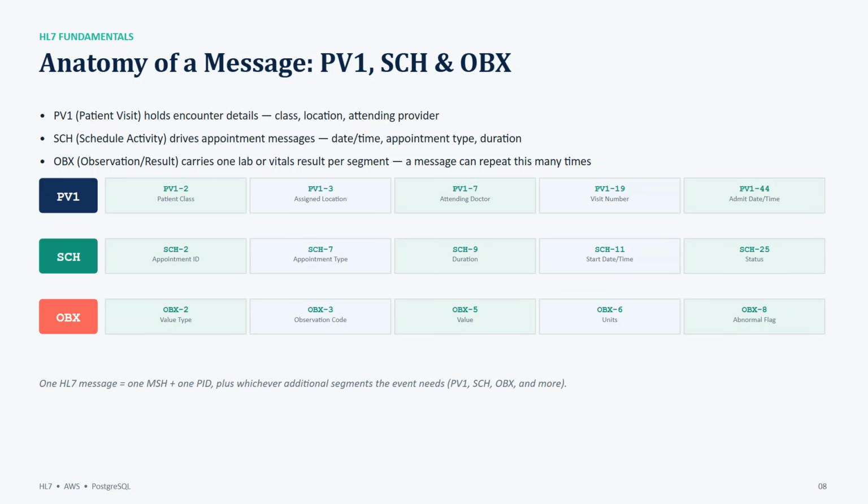Three more segments you will see constantly. PV1 covers the patient's visit, what unit they are in, who the attending doctor is. SCH is all about scheduling, appointment type, and status, which we will use for our scheduling sync use case. And OBX is used for lab results. Every single result value, like a glucose reading or a blood pressure number, comes in as its own OBX segment. A single lab message can have dozens of these stacked one after another.